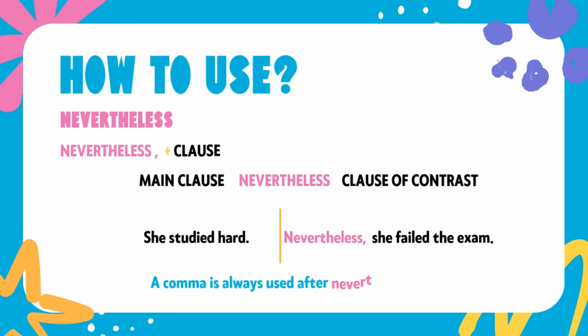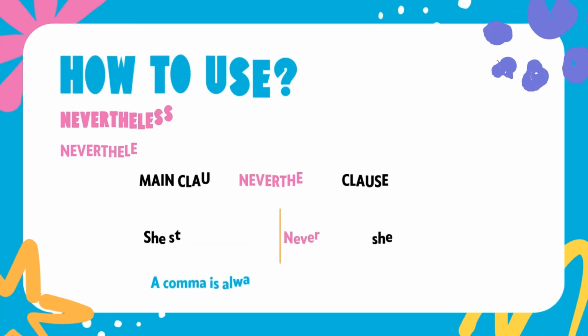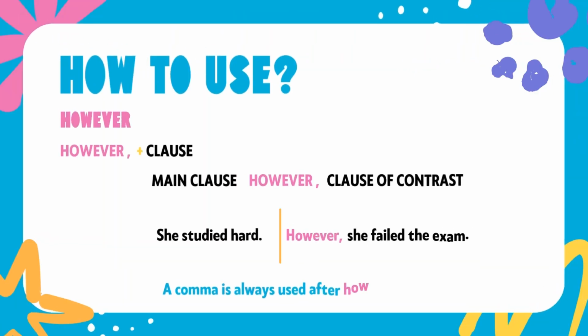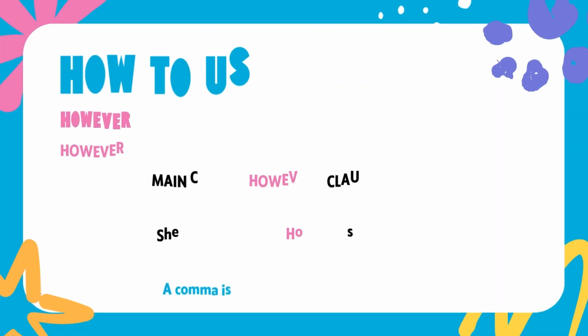Nevertheless. We use nevertheless with a clause. A comma is always used after nevertheless. She studied hard. Nevertheless, she failed the exam. However, we use however with a clause. The comma is always used after however. She studied hard. However, she failed the exam.